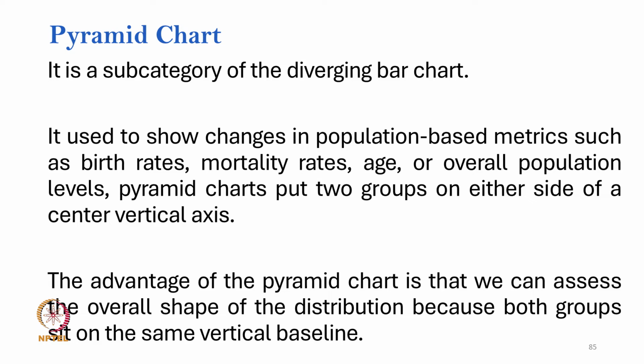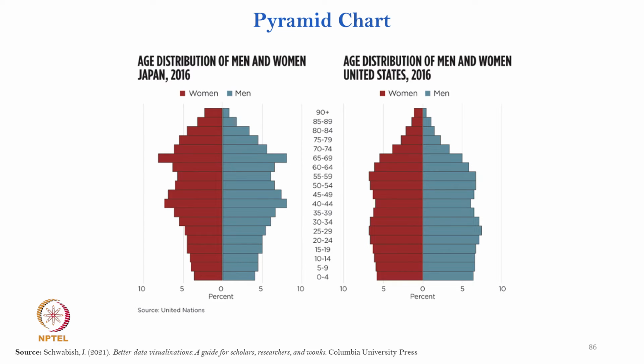The advantage of the pyramid chart is that we can assess the overall shape of the distributions because both groups sit on the same vertical baseline. See, again, another example shows here the distribution of age in the United States and Japan in 2016. In both graphics, the women are represented on the left of the vertical band and men on the right.